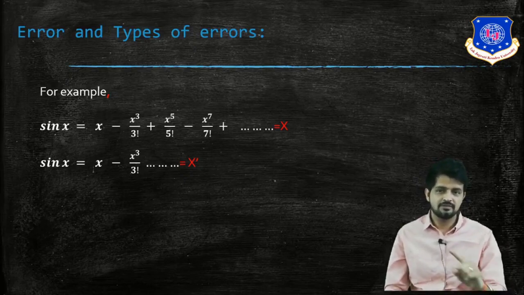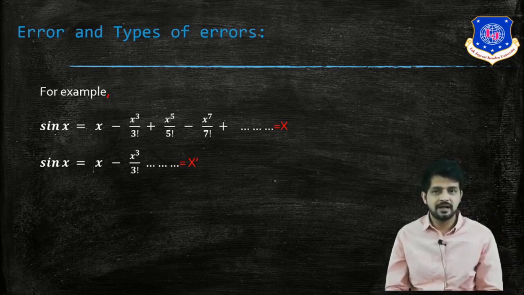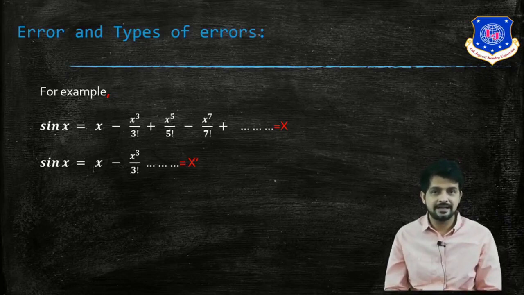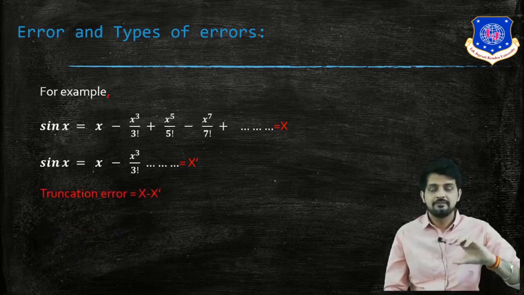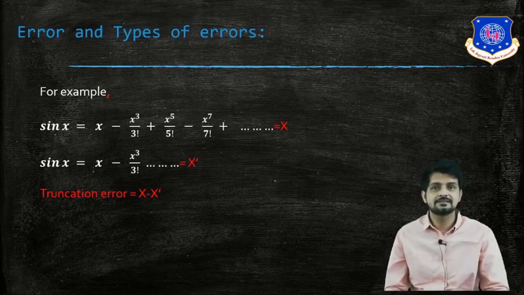For example, my first answer of sin x is capital X, and if I am neglecting some terms and considering only few terms, then my answer will be x dash. So there is a difference between x and x dash, and that difference is known as what? Truncation error. So we select only few terms and we neglect the remaining terms in a series.